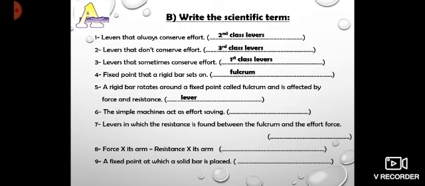6. The simple machines that act as effort-saving. Lever. 7. Levers in which the resistance is found between the fulcrum and the effort force. Second class levers. 8. Force times its arm equals resistance times its arm. It's the law of levers, of course. 9. A fixed point at which a solid bar is placed. The fulcrum.